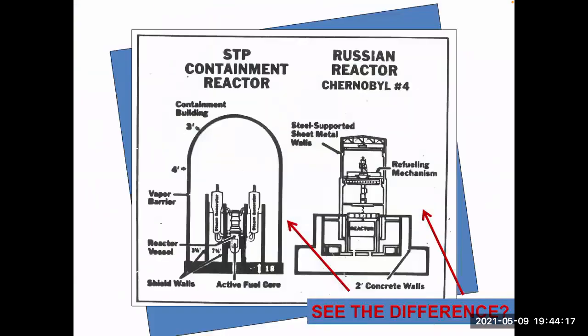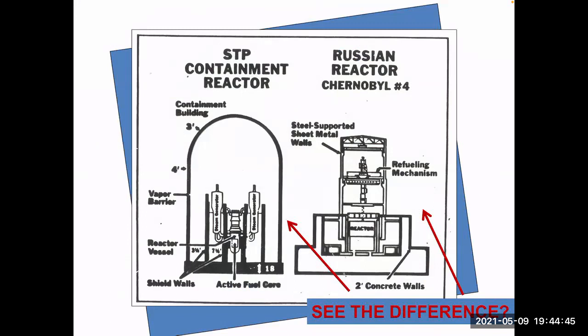So how did this happen? What went wrong? If you look on the left, this picture is a typical containment reactor. The active fuel core is at the center of that reactor with many feet of shielding and concrete walls around it.